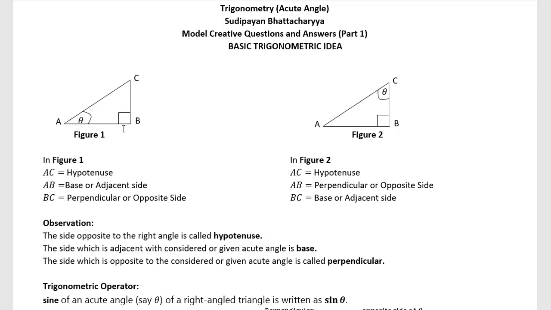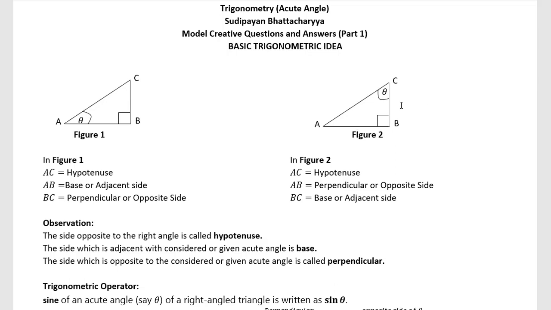AB is the base. Why is AB the base? Because AB is adjacent to the considered acute angle, and BC is the perpendicular or opposite side. Why is BC considered perpendicular? Because BC is the opposite side of the considered angle. That is, the opposite side is called perpendicular, the adjacent side of the considered angle is base, and the opposite side of the right angle is hypotenuse. And in figure 2 you can see the right angle is B, so AC is the hypotenuse, BC is the base, and AB is the perpendicular, or the opposite side.